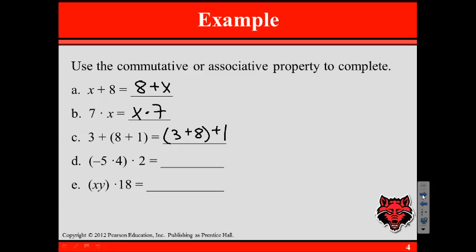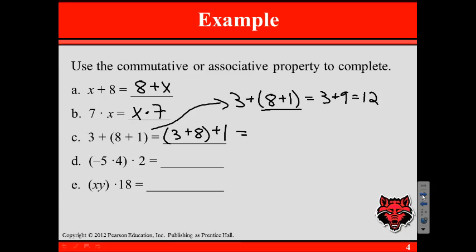If we wanted to simplify this expression, starting with the original, let's rewrite the original. 3 plus 8 plus 1. We know using order of operations, we work the parentheses first. 8 plus 1 is 9. And 3 plus 9 would be 12. Well, we can see that by moving the parentheses, we would then add 3 and 8 together first. 3 plus 8 is 11, but 11 plus 1 is also 12. So the placement of the parentheses, because we have addition, is irrelevant.